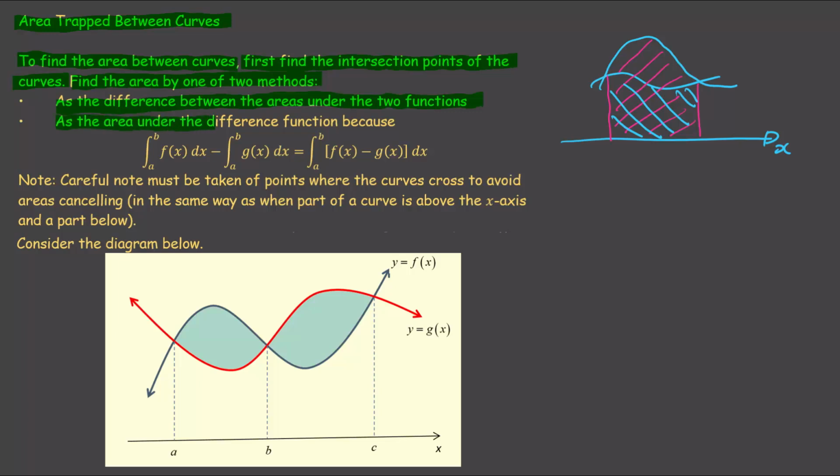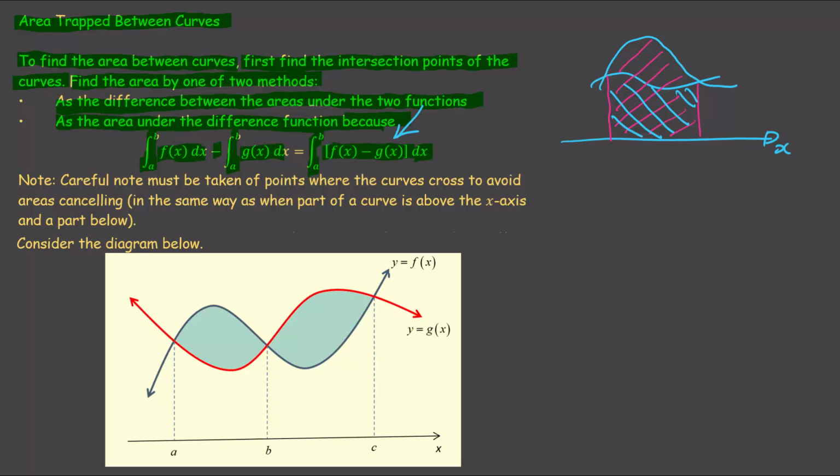The second method is the area under the difference function, and this works because what I showed in the diagram over here is doing the integral from a to b of f(x) dx, take away the integral from a to b of g(x) dx, and that's going to be the same as the integral from a to b of f(x) take away g(x) dx, and that one there is the difference function.